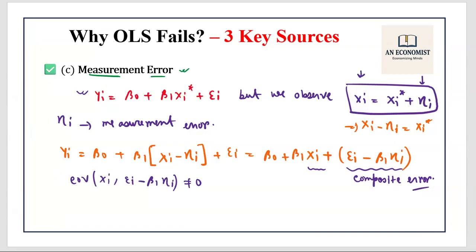Why is this the case? Because the reasoning is simple. See, xi depends on mu I. Here we have defined that. Xi clearly depends on mu I. So if you take this covariance, that will simply not be equal to 0. Xi and mu I are correlated. So mu I comes into the composite error term, which again makes the explanatory variable correlated with the error term, which means the problem of endogeneity arises again, and here a special kind of bias arises, which we call the attenuation bias.